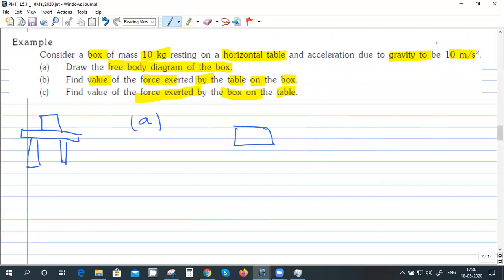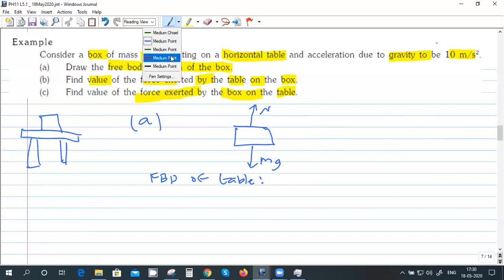Normal force and gravitational force. Normal force and mg. The lengths are approximately equal because they are equal in magnitude and directions are opposite. Find the value of force exerted by the table. This is the free body diagram of the box, right? Can you draw the free body diagram of the table? Just try this one, free body diagram of the table.